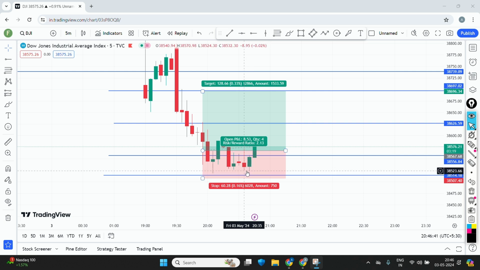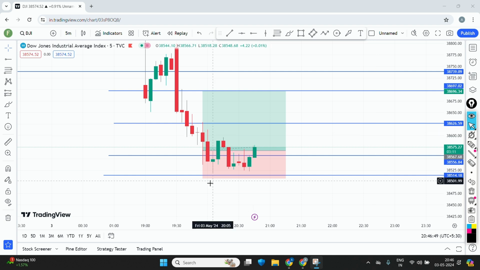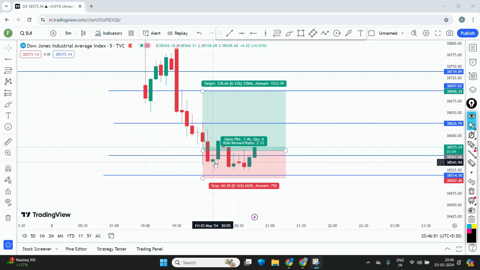Okay, then I told you, I guaranteed you that the market will go upside, and the market is going upside and closing above this level. Just see what happens in the market. This is a bullish pattern over here. You can see a spinning top pattern.